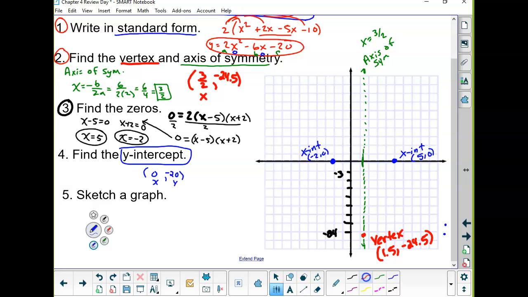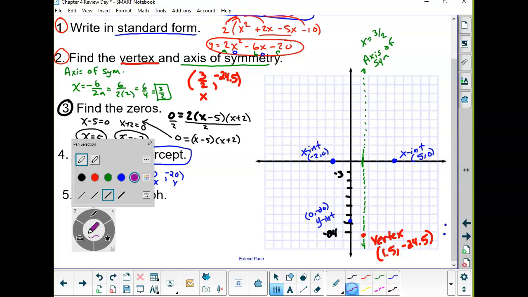Over 0, down 20. Now I know this is 24, so that's 21. The 20 is going to be just above that tick mark. And again, since my graph isn't perfect, I just want to label that so the person reading it knows exactly what that looks like.